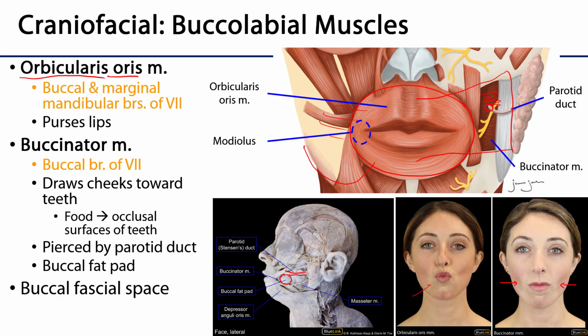Coming through this space is the buccal branch of V3. So the mandibular division of the trigeminal nerve sends the buccal nerve anteriorly through this space to afferently serve the skin of the cheek and also some of the gingiva surrounding the molars. Very frequently, this buccal nerve is referred to as the long buccal nerve by clinicians.